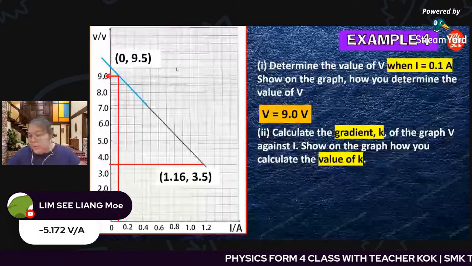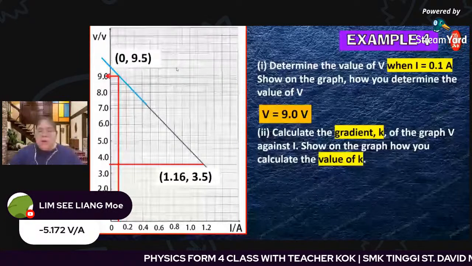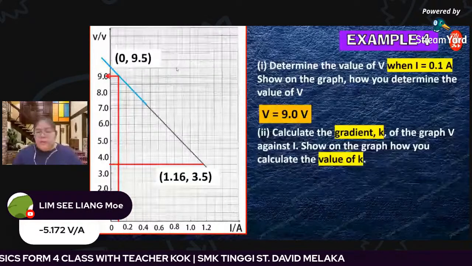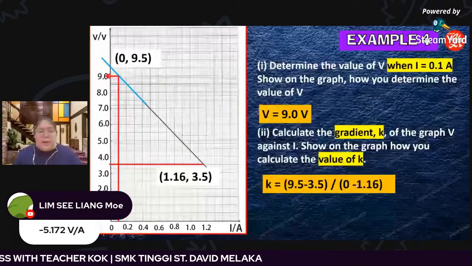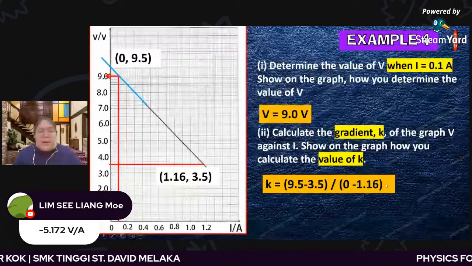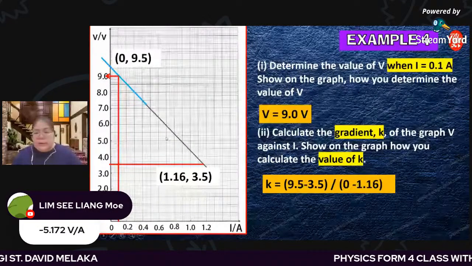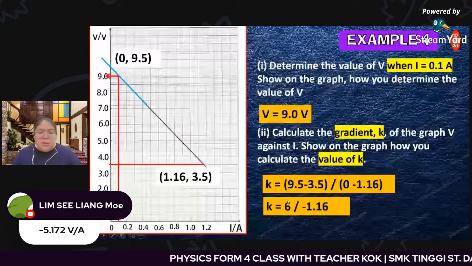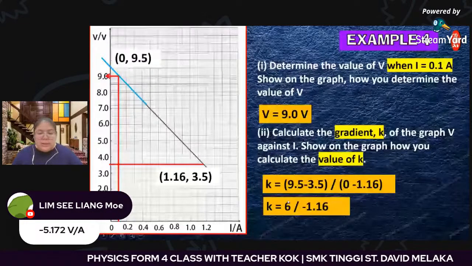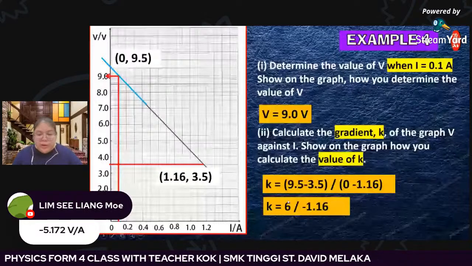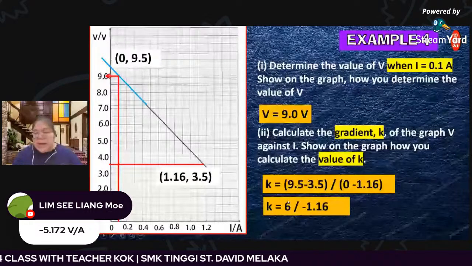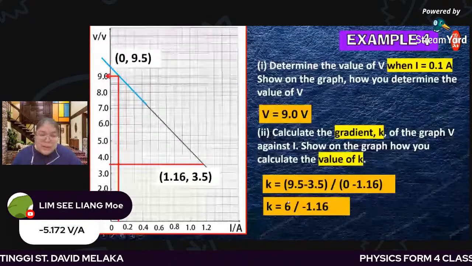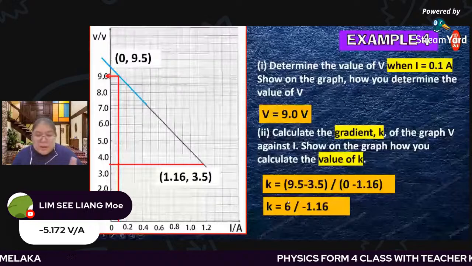So sure. From here, the answer is 9.5 minus 3.5 over 0 minus 1.16. This one graph sure is a negative one. So from here, the answer is 6 over negative 1.16. So there's a negative. Sorry, I also wrong. So Liang, the answer is exactly correct. 5.172. 5.172. Don't miss out the 2.